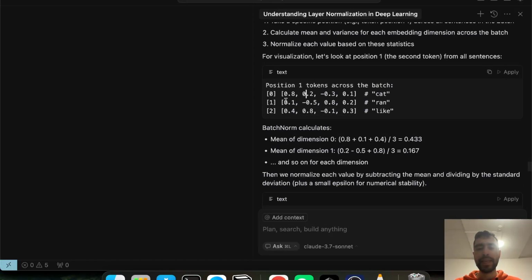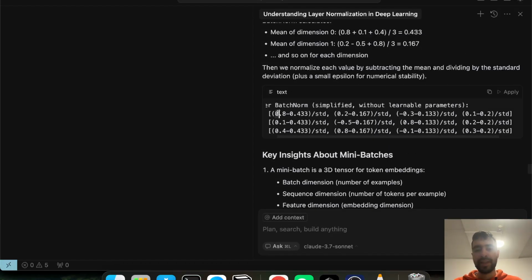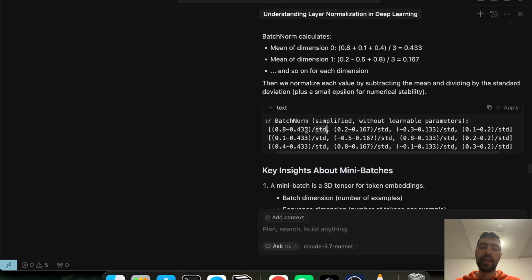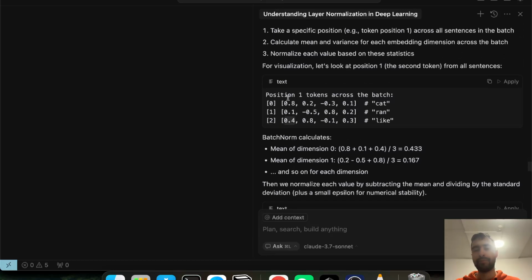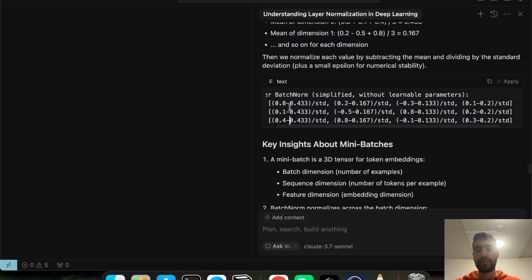Then we calculate the mean for each dimension. So we take the first dimension in cat, the first dimension in ran, the first dimension in like, and calculate the mean. We do the same for the second, third, etc. dimensions. Then from each dimension we subtract the mean and divide by the standard deviation, and we calculate the standard deviation from the same values we calculated the mean from. So for the first dimension we use the mean of the first dimension, etc. For the second dimension we use the mean of the second dimension and the standard deviation of the second dimension, etc.